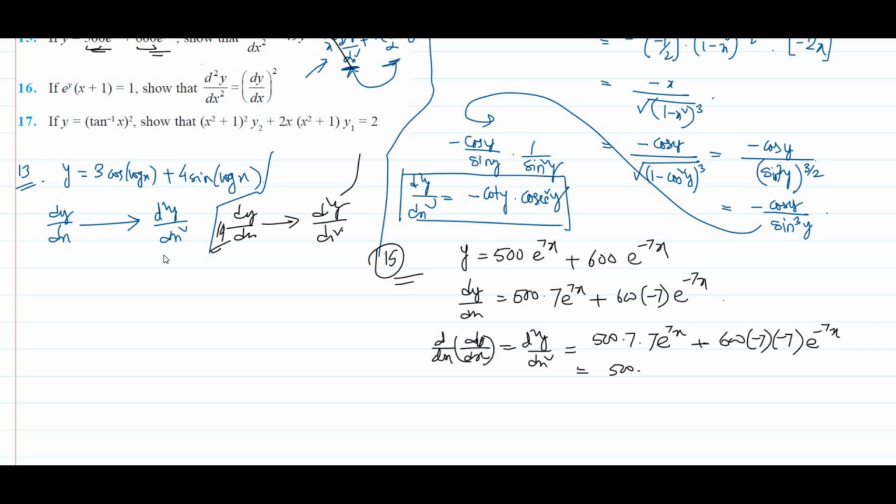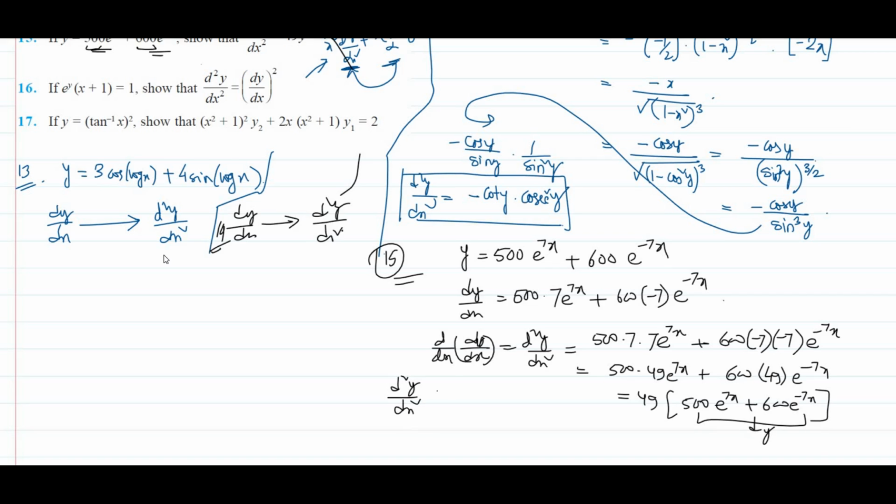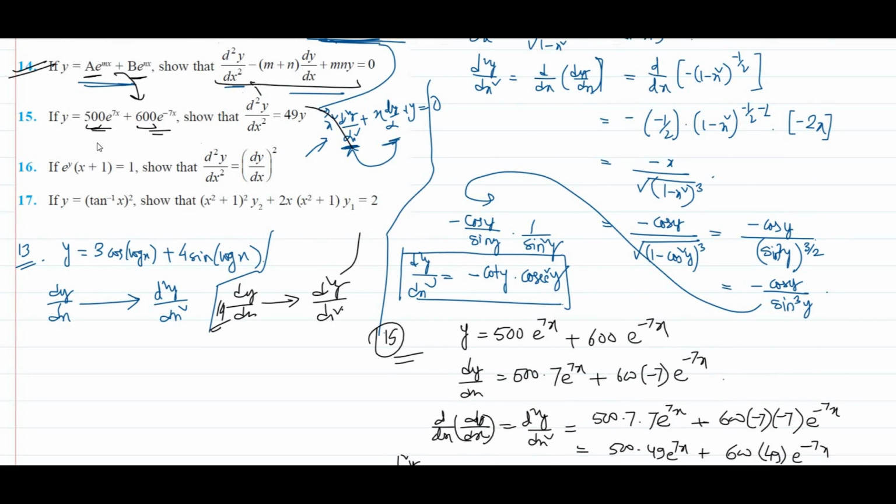So inevitably you have 500 times 49 e to the power 7x plus 600 times 49 e to the power minus 7x. You just take 49 common out of this expression and have this as y, the expression you started with. So you can clearly see here that d square y by dx square is equal to 49y. This is how easy it is. And in the same way you are going to proceed with question number 16.